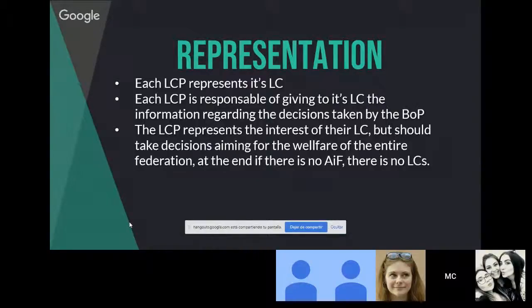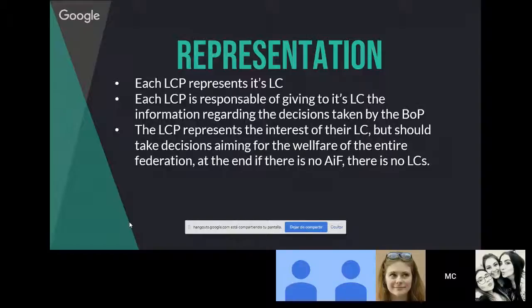Each LCP is responsible for giving to its LC the information regarding the decisions taken by the BoP. This is part of representation. You need to tell your LC what is happening in the BoP, because this can affect their operations or the daily life in terms of ISEC.